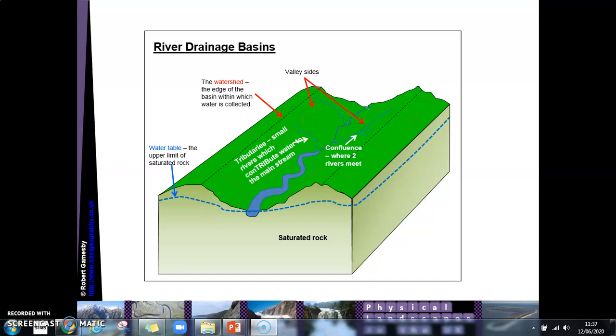So if you were to describe the valley of a river, you're describing the bits where the water isn't going to be. If you were to describe the channel of a river, you're describing this bit here. So the channel is the bit where the water actually is.